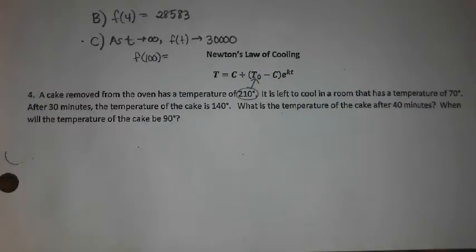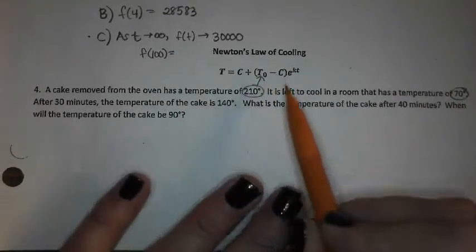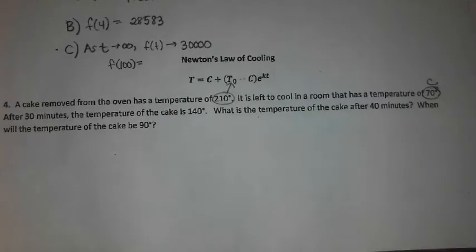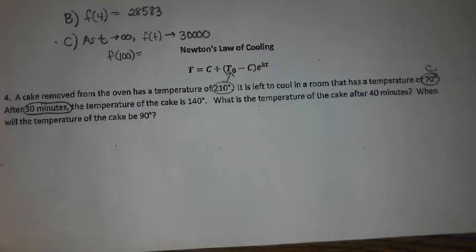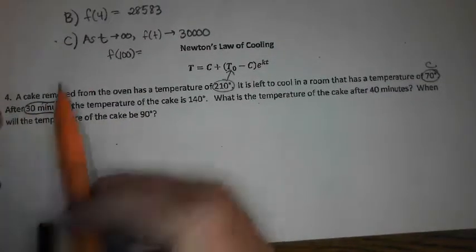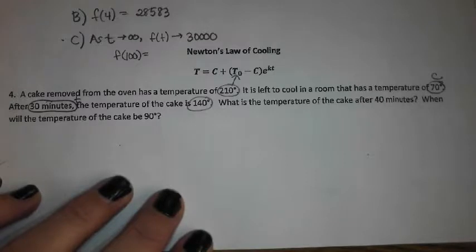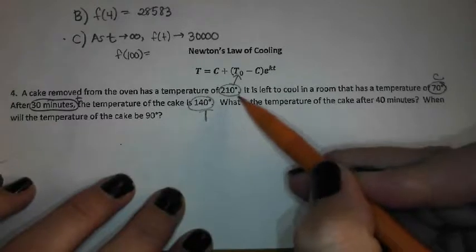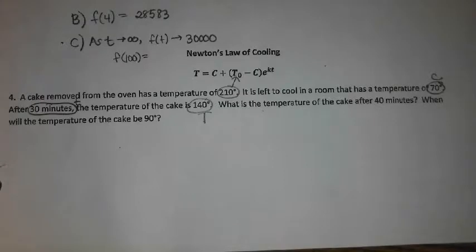It is left to cool in a room that has a temperature of 70. Do you know where 70 goes? C. Correct. C is room temperature. After 30 minutes, where's that going to go? Lowercase t stands for time. The temperature of the cake is 140. Where's that going to go? Big T. That's your final temperature. You've got your starting temperature, T sub 0, and your final temperature, T, 140.